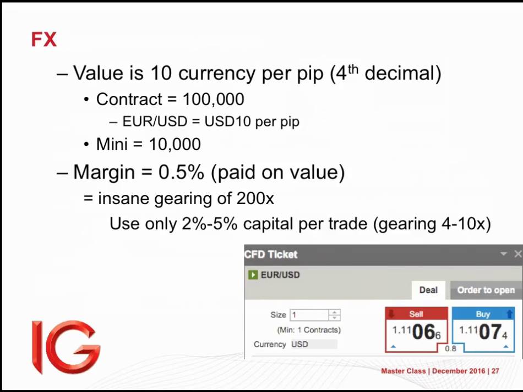And you will note you're trading down at the extremes of the point. So although I was quoting you euro at 111, it's actually 111.074. You're trading at the 07 point, and then the 06 here. You're trading down at the fourth decimal point when you're trading FX.